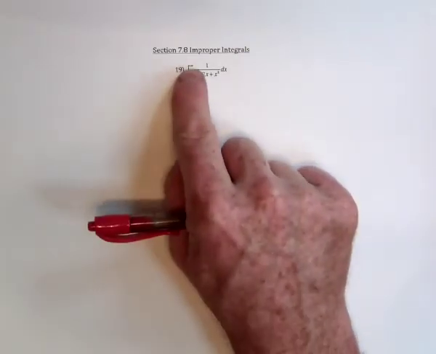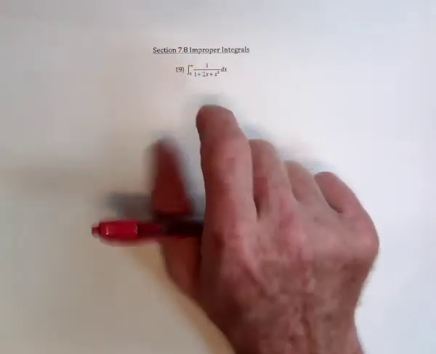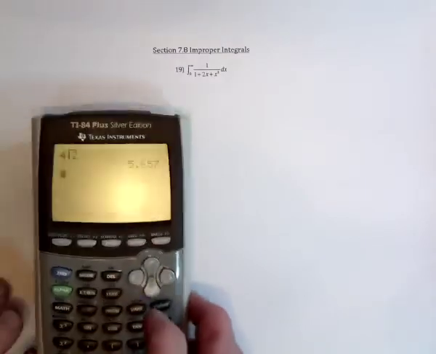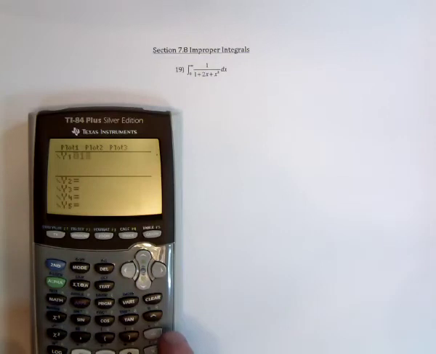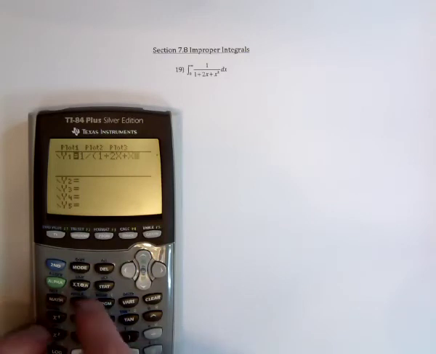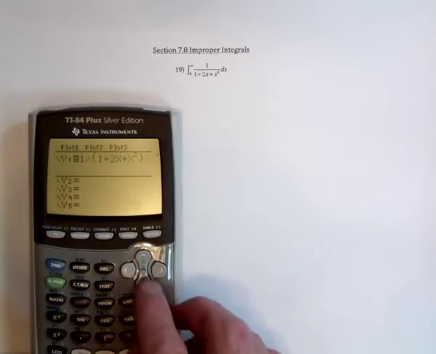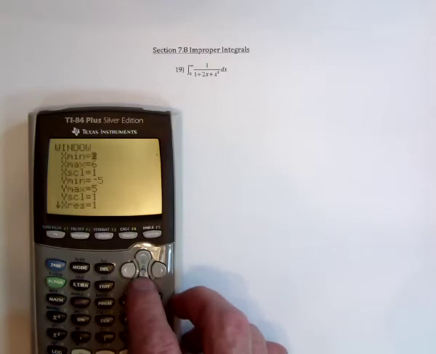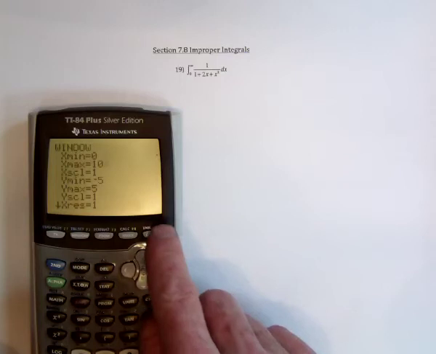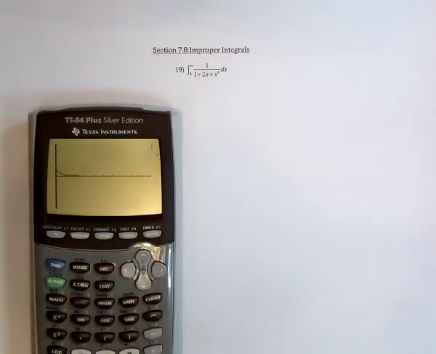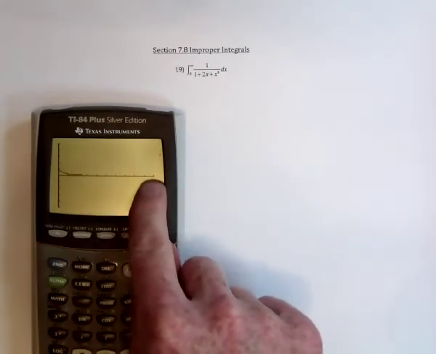Improper integral because one of the limits is infinity. So if we take a look at the graph, 1 divided by parentheses 1 plus 2x plus x squared, and change the window so that this goes from 0 to even 10 should give us a decent idea of what's going on. You'll see that it's a very, very short function. So the area, as you go from 0 to forever, should be finite.